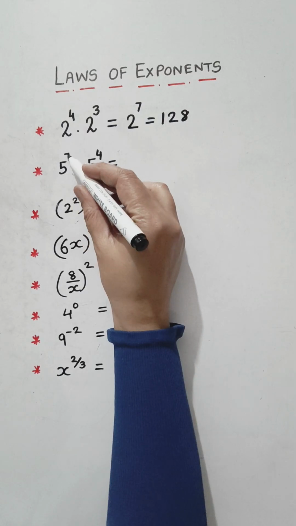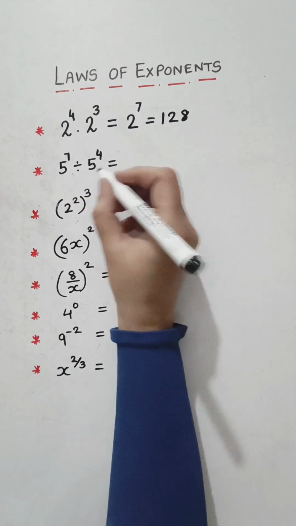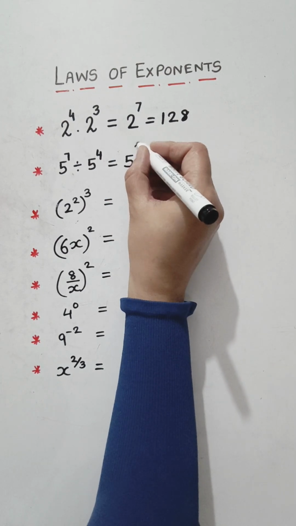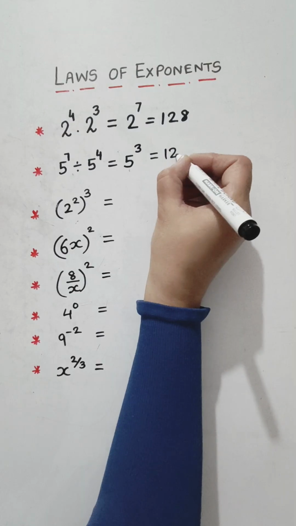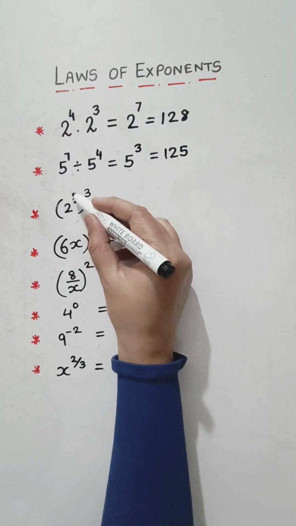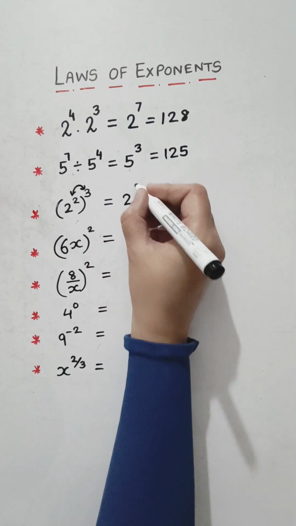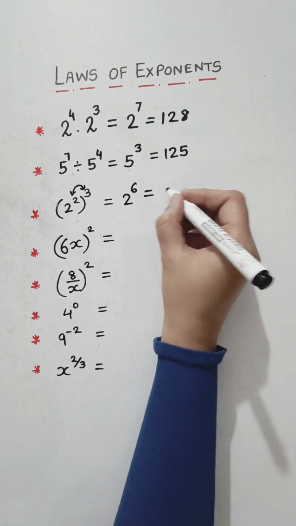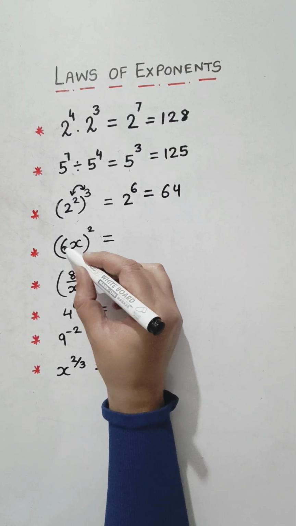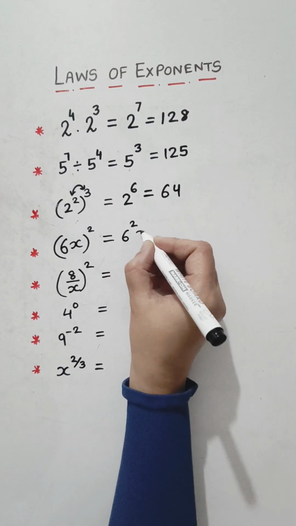Now this is 5 raised to power 7 divided by 5 raised to power 4. Bases are same, powers will be subtracted, quotient rule. So it is 125. Now this rule, when two powers are there, these powers get multiplied. 2 raised to power 6. 64 is the answer.